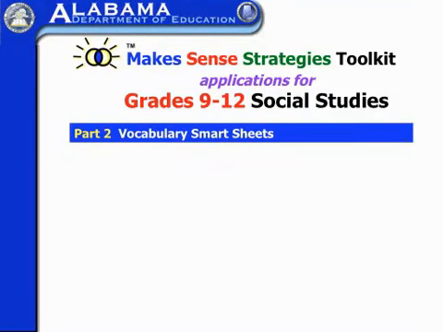Okay, now we're going to take a look at some smart sheets specifically designed for teaching vocabulary, and we're going to take a look at some examples of how high school teachers have used them when teaching history. And so a couple of thoughts about vocabulary learning.